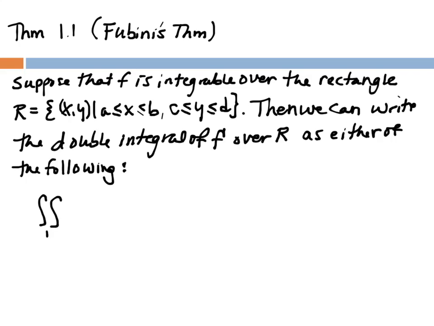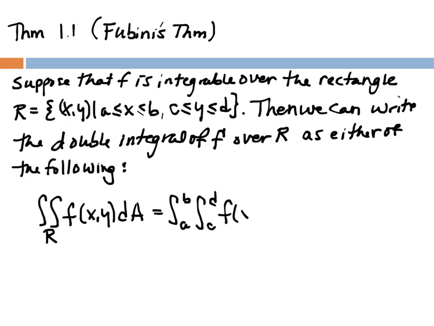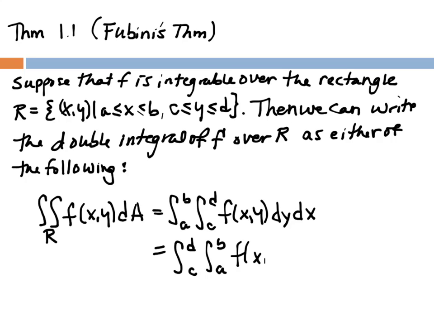Okay, so this was the notation from the last definition. Double integral over R of f of x, y dA. So we can either write the integral from a to b, the integral from c to d of f of x, y. Pay attention to what I'm going to do next. This says dy, and then it says dx. And this is equivalent to writing it the other way. We can go from c to d, and then a to b of f of x, y, but then we go dx, dy.